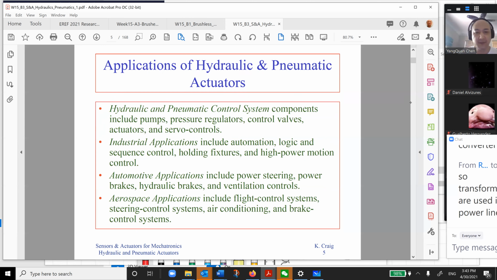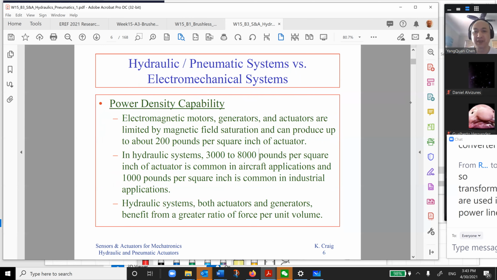So I want to show you this figure. We can stop today. It's called power density capabilities. Think about these numbers. Our usual motors, generators, and actuators made by motors are limited by magnetic field saturation. It doesn't matter how much power, voltage, or current you put in; the magnetization simply will saturate, remember? This is your B, this is your current, so it will saturate like this.